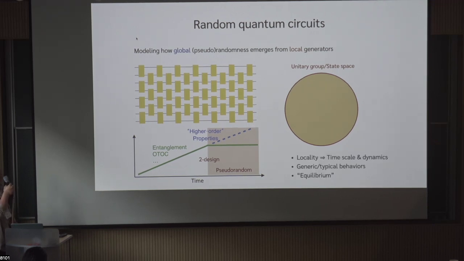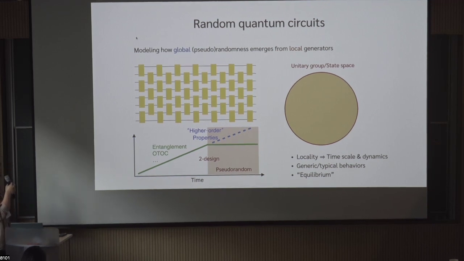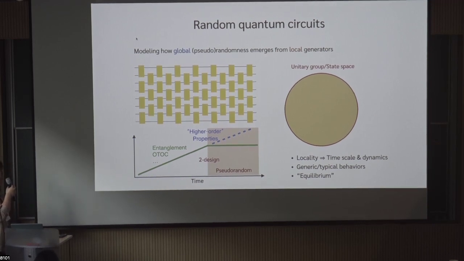So here are some remarks. Because we require locality, that's how the timescale and the notion of dynamics emerge. By these random ensembles or pseudo-random ensembles at the output, we can also understand them as describing the generic or typical behaviors within the ensemble. And it gives us a certain notion of equilibrium.